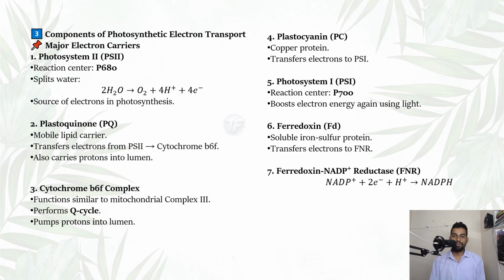Fifth component, photosystem 1. It is a reaction center, P700. It boosts electron energy again using light, because the electrons from P680 are insufficient. So we need to boost the electrons here. Sixth component, ferredoxin. It is a soluble iron-sulfur protein. It transfers electrons to ferredoxin NADP reductase, that is FNR. So NADP gets electrons plus protons and forms NADPH here. We studied it in the previous slide.